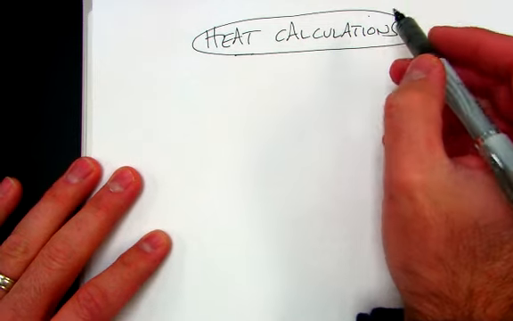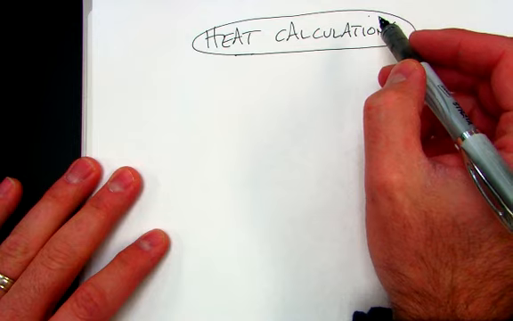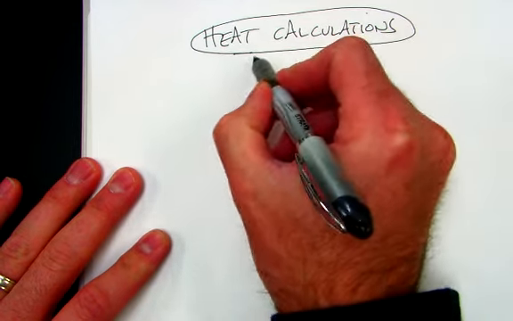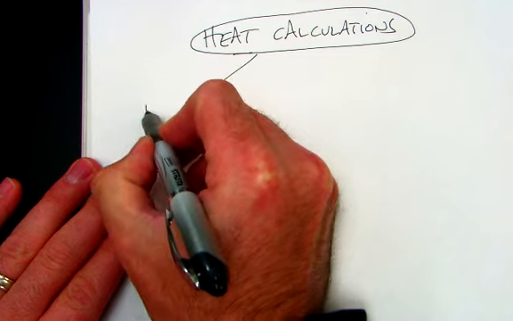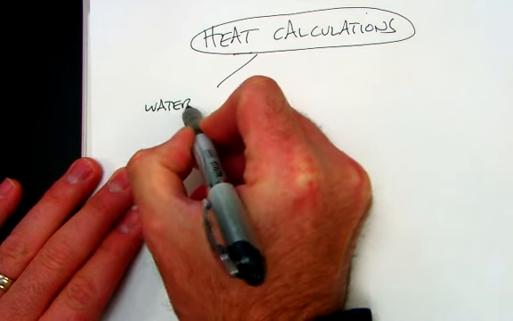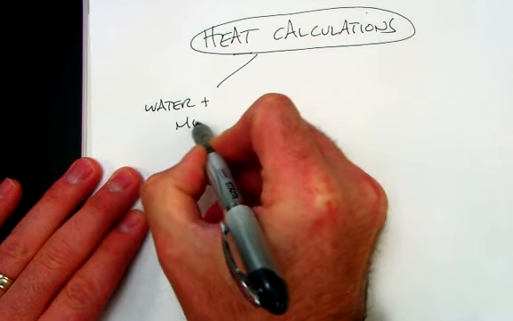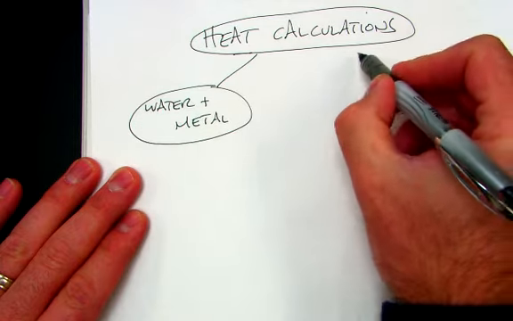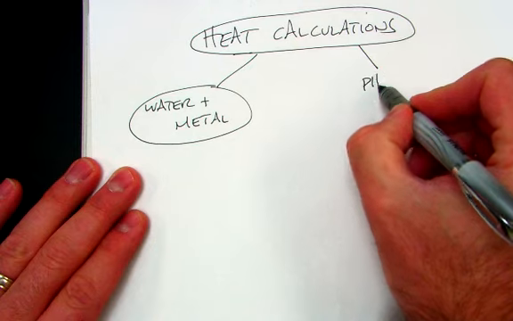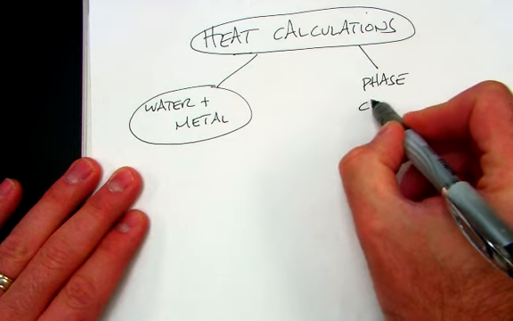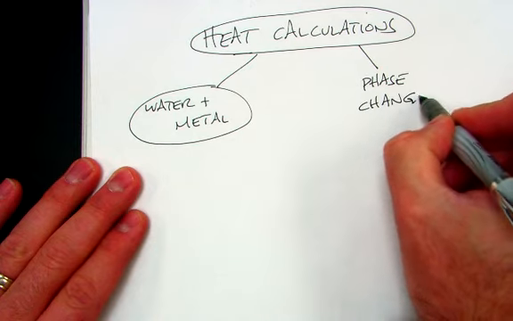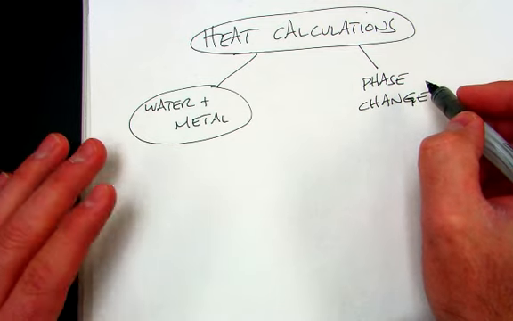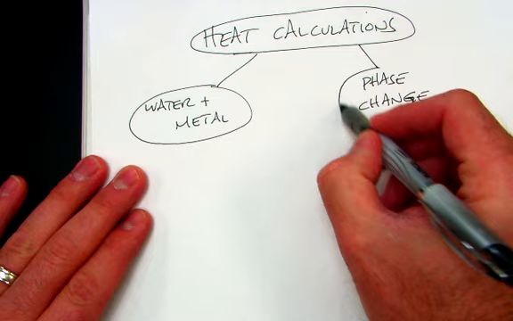Now, as you read, there are going to be two main types of problems. You're going to read through the problem, and from there you're going to develop your strategy. Usually you have a metal and you have water. That's going to be one type of problem. The other one is going to involve some type of phase change. They're going to be talking about, say, ice going into water, or water going into steam, or maybe even a combination of them. But each one has its own kind of strategy.